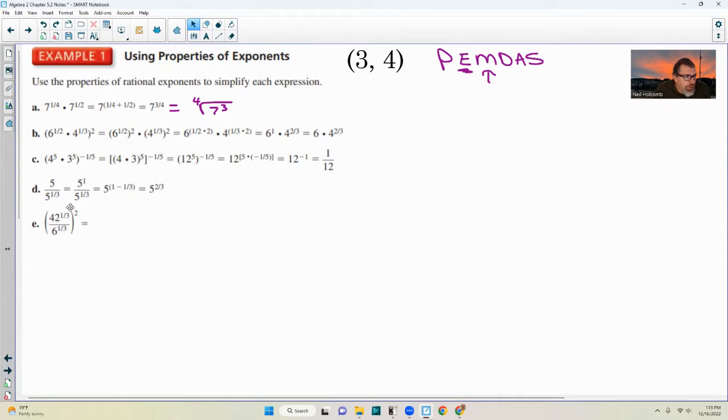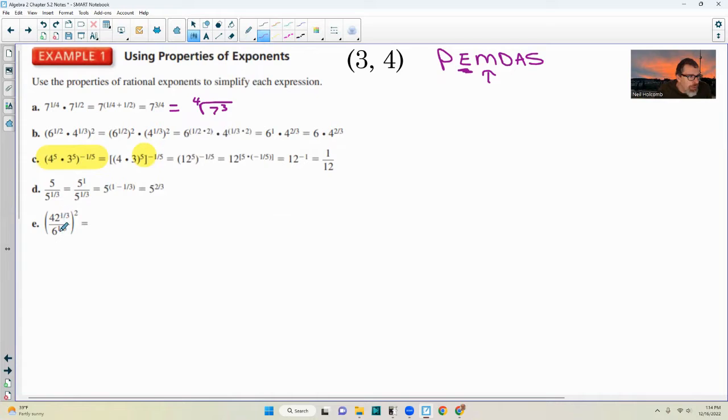E is 42 to the 1/3 over 6 to the 1/3, and it's all squared. So the first thing I can do is pull out that power that's the same. So this is very similar to this problem right here. Since the bases were different, but the powers were the same, you can pull the power outside, and it's actually like factoring out the exponent, if you will. So we're going to do the same here.